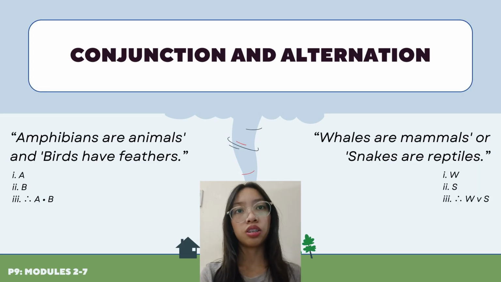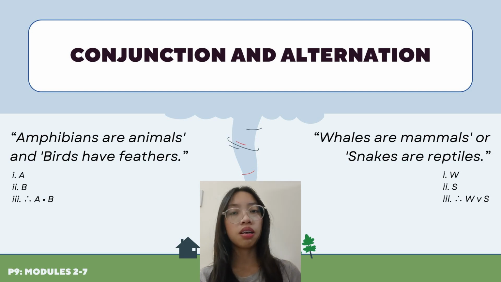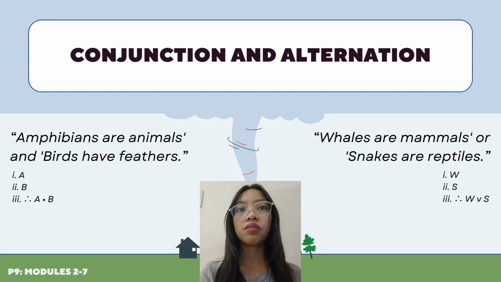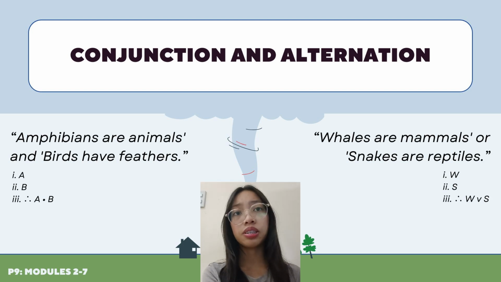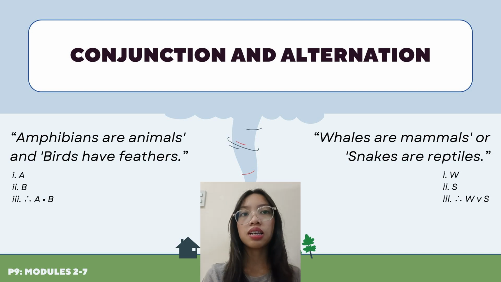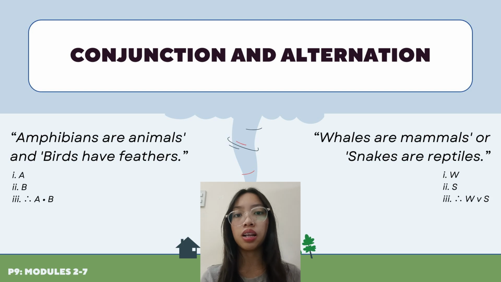Let's begin with conjunction, where two true statements are combined to create a single true compound statement. For example, amphibians are animals, and birds have feathers. Using the letters A for animals and B for birds, we can represent this like so. By joining these two true statements, we preserve the truth value of the conjunction. Similarly, with simplification, we can separate a conjunction to infer the truth of each individual statement. For instance, from the conjunction A and B, we can validly infer either A or B alone.